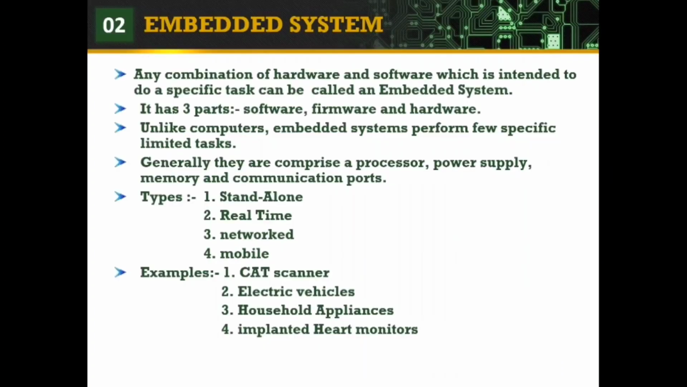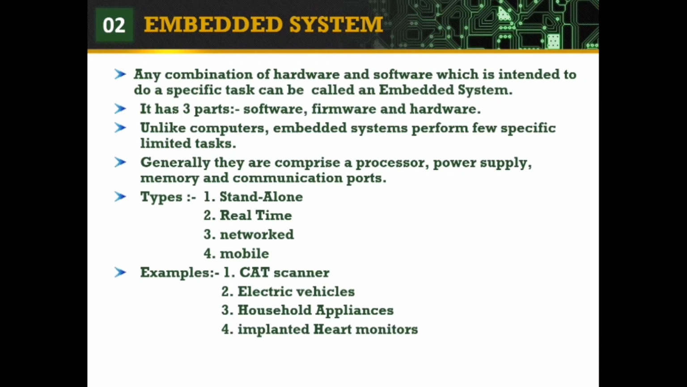And then there is the embedded system. Any combination of hardware and software which is intended to do specific tasks can be called an embedded system. An embedded system has three parts, that is software, firmware and hardware. Unlike computers, embedded systems perform a few specific limited tasks. Generally, they comprise a processor, power supply, memory and communication ports.